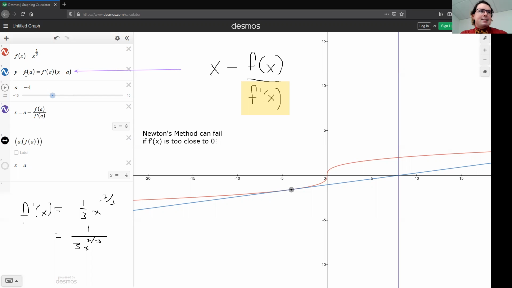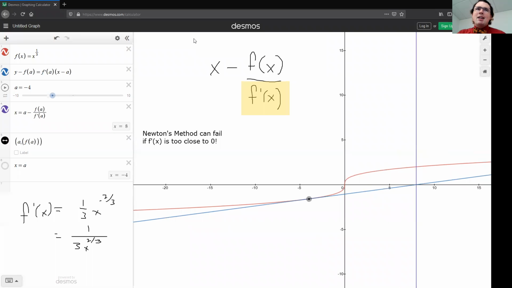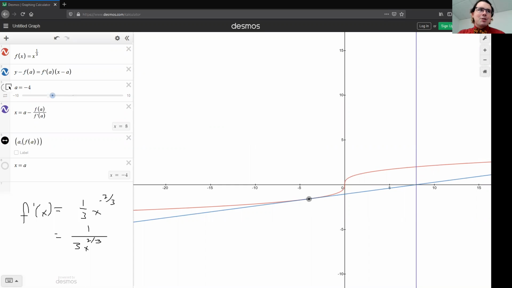But on functions like this, my x to the power 1/3 here, when the derivative of my function is too small, then this subtraction here, the thing I am subtracting off, f of x divided by f prime of x, that's going to be too big. And instead of making my guess better, it's making my guess worse at every single step I repeat.